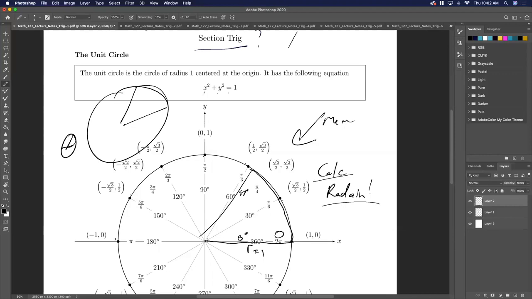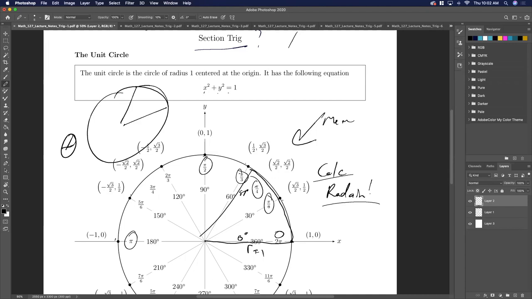So a radian is how many radii have I traveled along the circle? And there's 2 pi of them because the circumference of a circle is 2 pi r, which is the radius. And so a radian is a measure of angle by asking the question, how many radiuses have I gone through? And that's why we get all these pi over 4, pi over 3, pi over 2, pi.